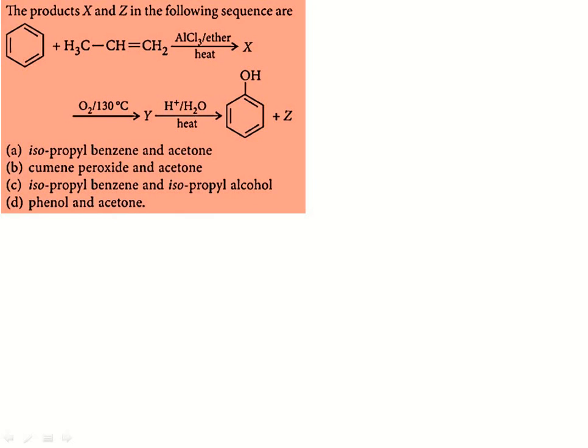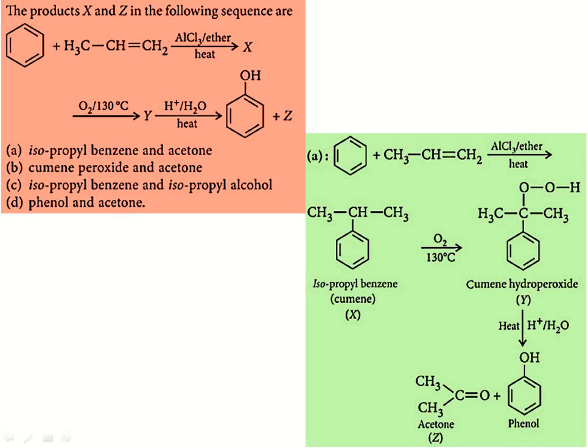Next, the products X and Z in the following reaction are given. In this reaction, a substitution reaction has taken place. There is a substitution product. After that, X came. After that, heating and oxidation took place. Then this reaction gives phenol and acetone. So it is nothing but the Cumene process. So in the Cumene process, our Z is O2. So option A is the right answer. Isopropyl benzene is nothing but cumene.